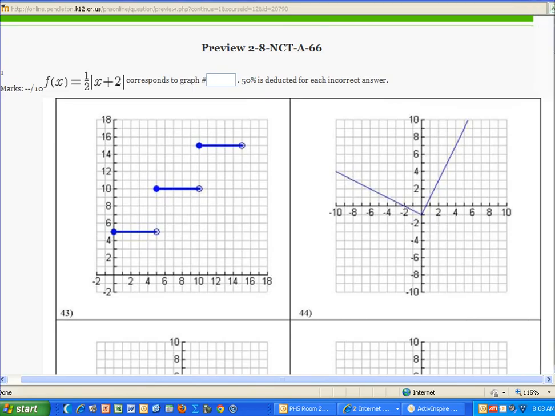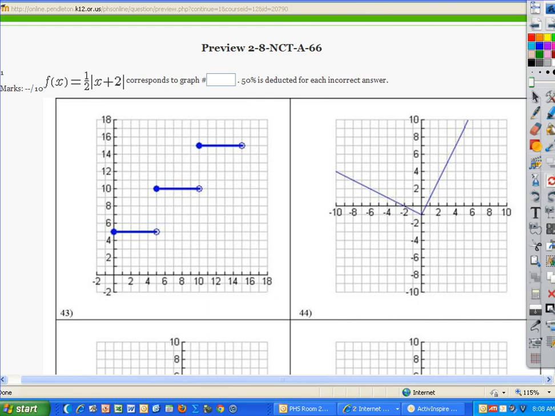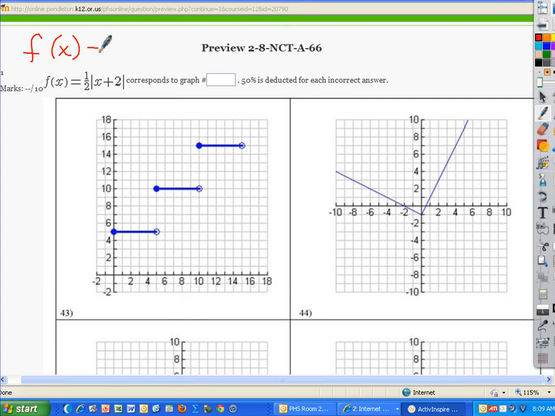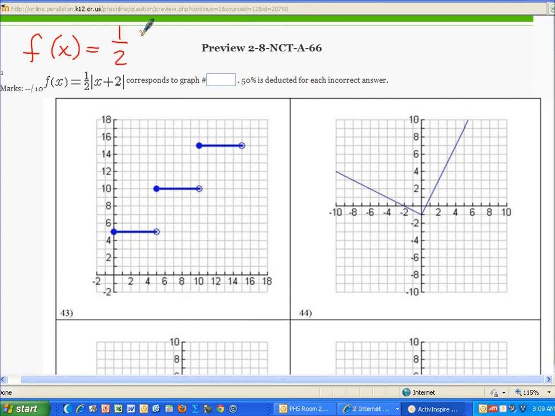So if we're looking at this graph, then let me make that a little bigger. What's the value of A? 1/2. Now, what does that mean? The slope of where?